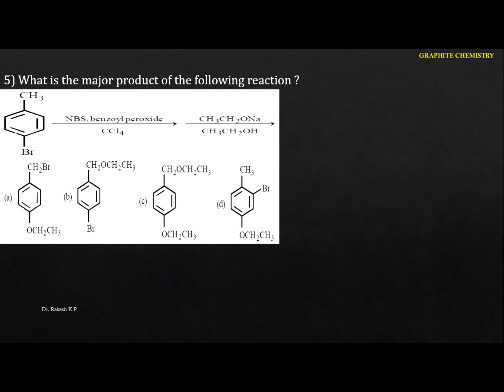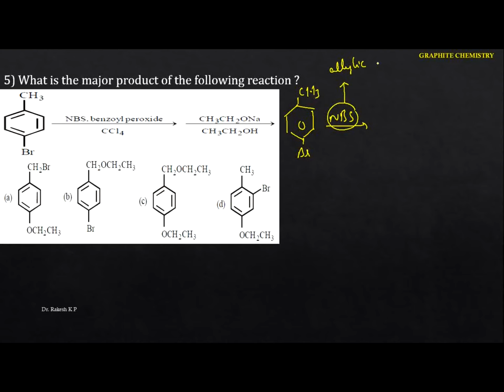So what is the major product for the following reactions? Let me take this one here. They have given para-bromotoluene. Whenever para-bromotoluene reacts with the first condition, let me take the NBS, with benzoyl peroxide, this is NBS, they undergo allylic substitution.